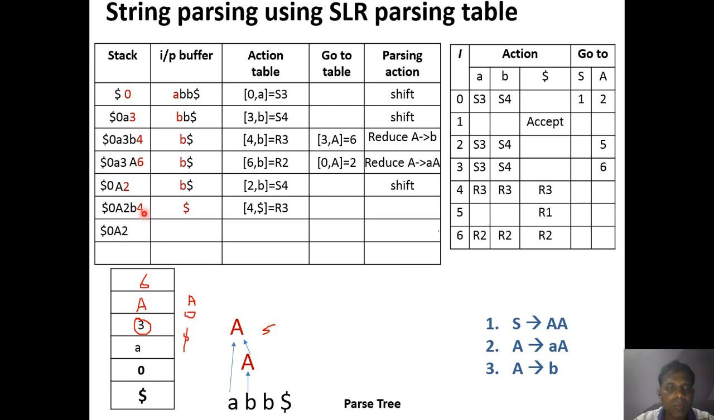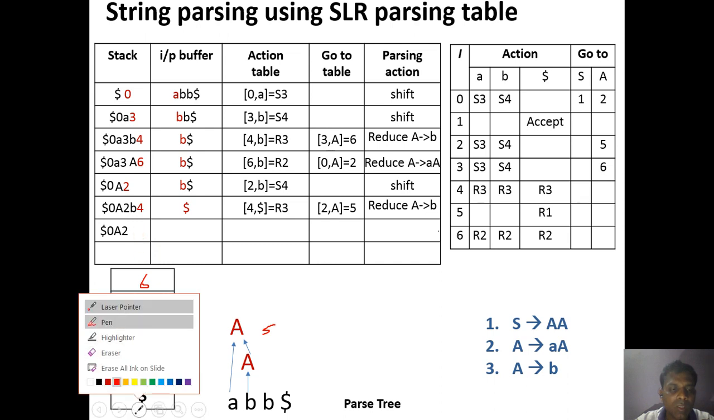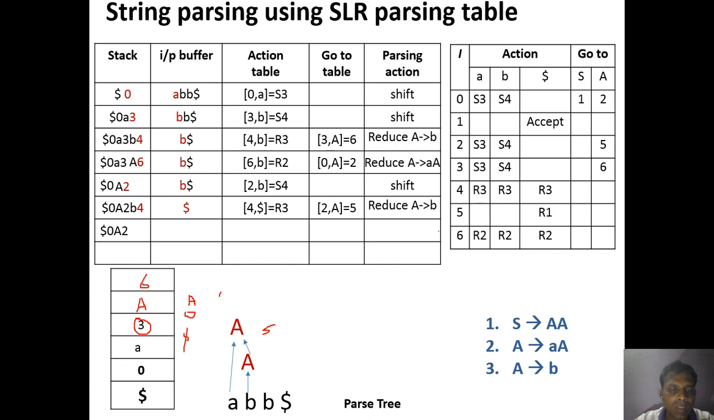When I pop the 4 and B, what remains is $0 A2. This defines the reduce operation. Whenever I pop the two symbols from the top of the stack, we should push the left hand side variable. What is the left hand side variable? A. So I am pushing the A here. After pushing the A, we should also push the state number. So what state number do we push? You should find out the symbol present before the top of the stack, that is 2 and A.